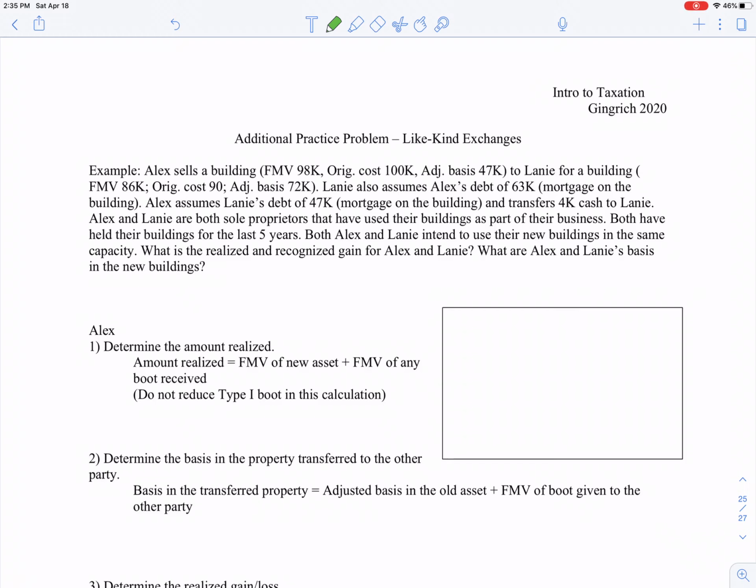All right, this is the additional practice problem for like-kind exchanges. So we have Alex who sells a building, fair market value 98, cost 100, and basis of 47 to Laney. Laney gives Alex a building, fair market value 86, cost 90, and adjusted basis 72. Laney also assumes Alex's debt of 63.